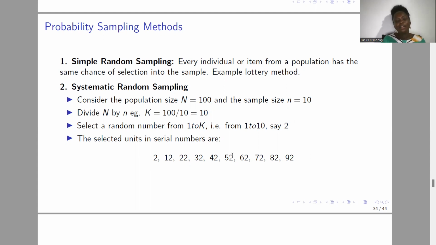So I may take your class register, start from alphabetical order, and pick the second person, the 12th person, the 22nd person. It's a form of probability sampling method, but it's quite a systematic way of choosing your sample.